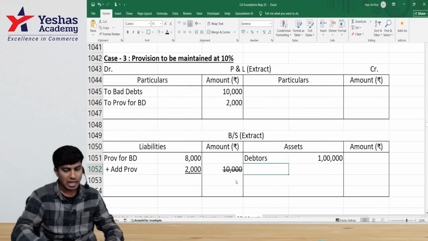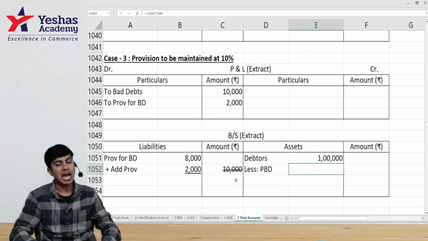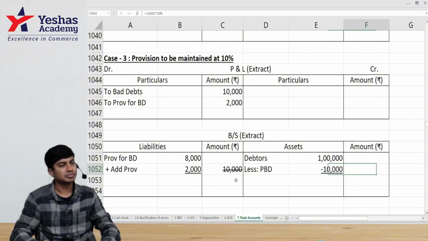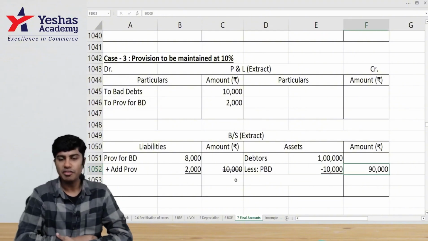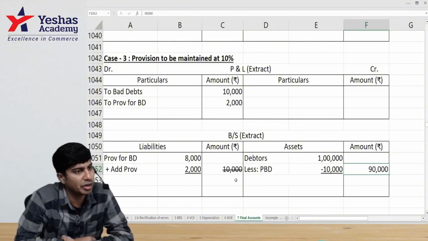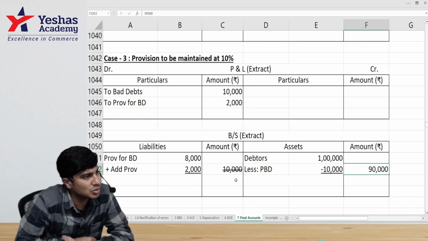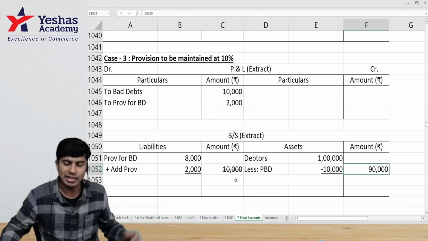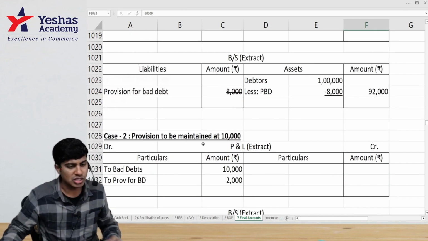It will be shown as a reduction from the asset data. From 1 lakh deduct 10,000, we get 90,000. From 1 lakh, when you deduct 10,000, you end up getting 90,000. Did everybody get this? That's with regard to case 3. Let's go to case 4.